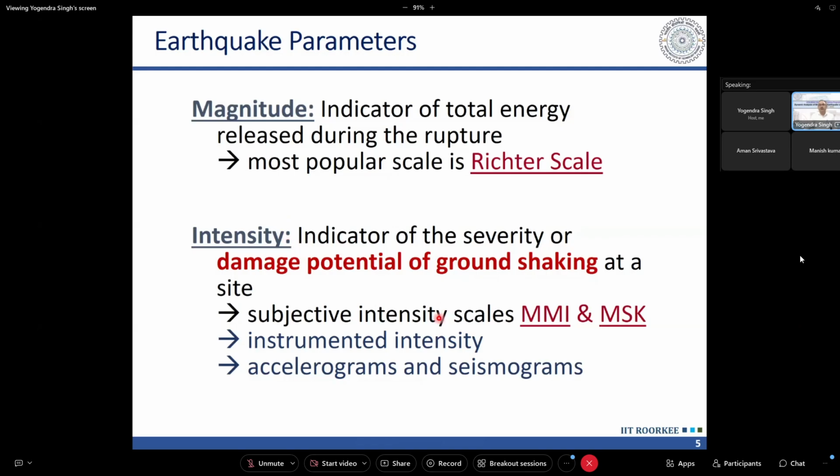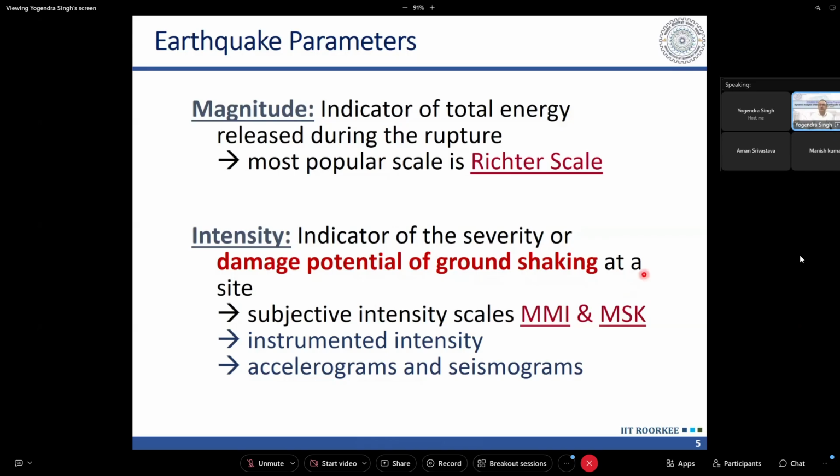Intensity is indicating the severity of ground shaking at any site. So it is like the light intensity available at a site which is required to read a book. So if I go away from the bulb, whatever is the wattage of that bulb, I'm not going to get sufficient intensity. Similarly, if we are far away from even a large magnitude earthquake, then the shaking level will be so low.